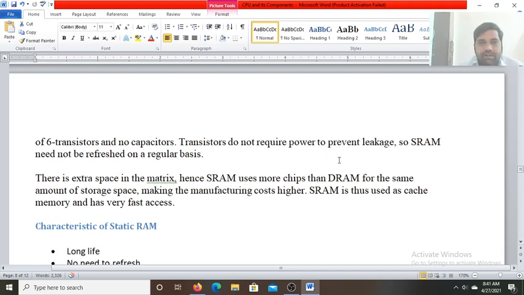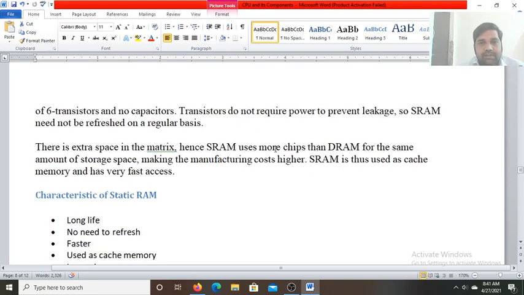Transistors do not require power to prevent the leakage. So SRAM need not be refreshed on a regular basis. When the power is not there, every data would leak, but here they do not need the power to stop the leakage. There is extra space in the matrix, hence SRAM uses more chips than DRAM for the same amount of storage space, making the manufacturing cost higher. Means SRAM is costlier than the DRAM.